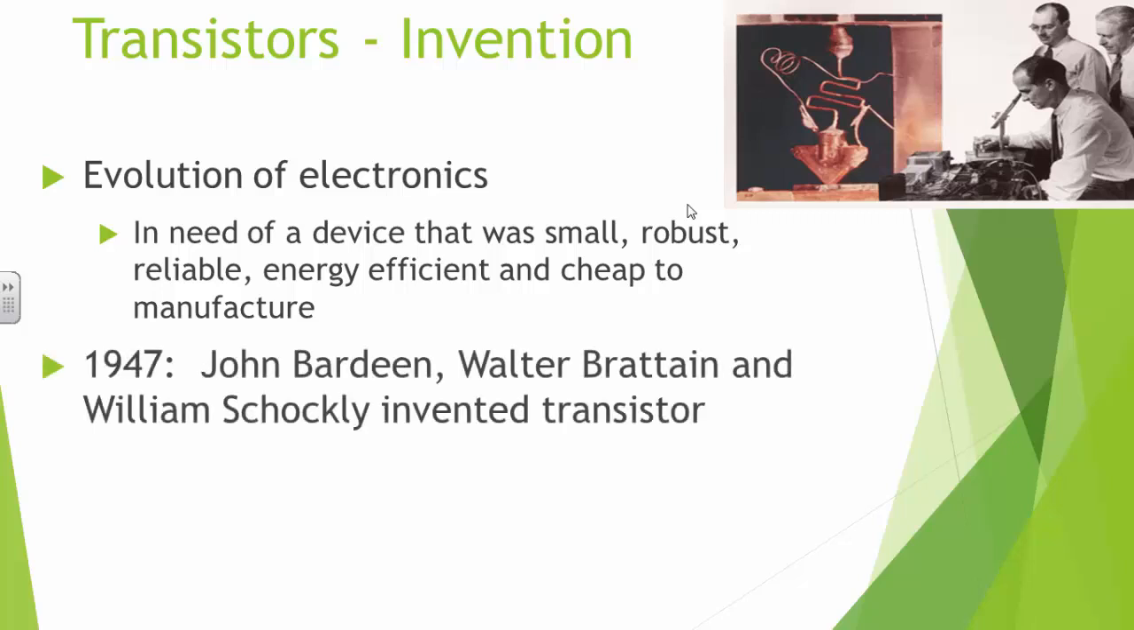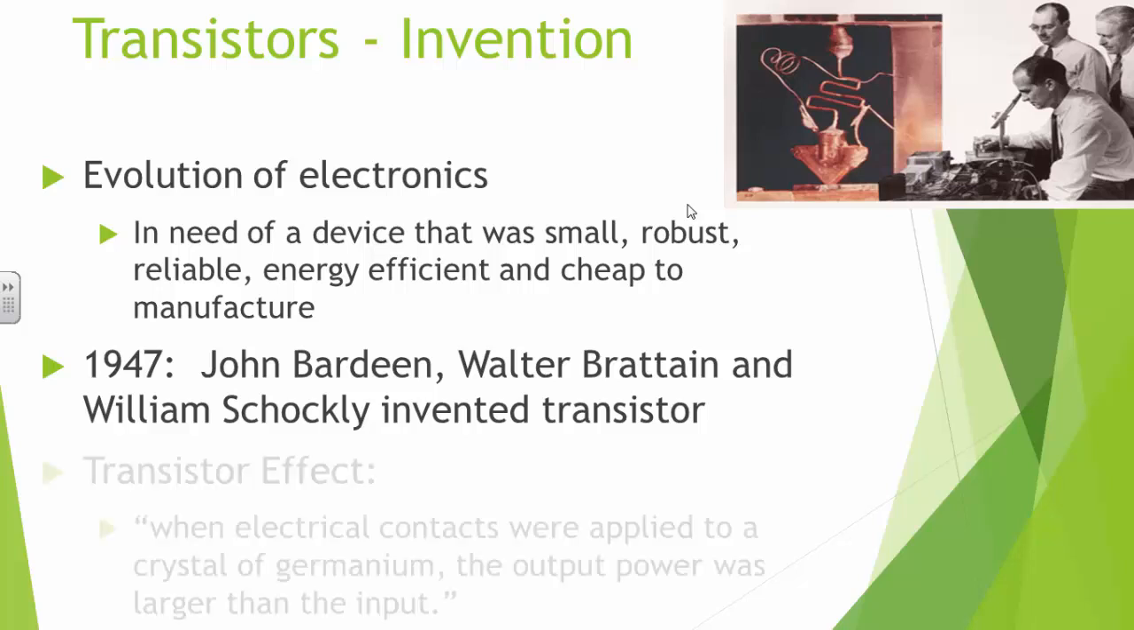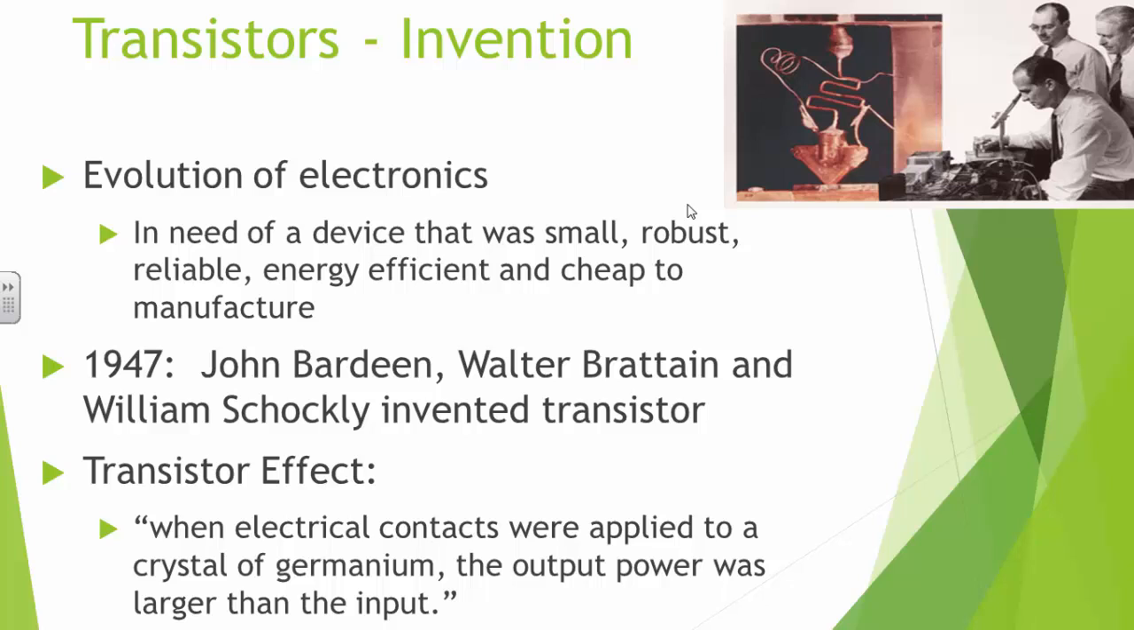Luckily, along came Bardeen, Brattain, and Shockley. And in 1947, they invented a transistor. And they described the transistor effect in this way. When electrical contacts were applied to a crystal of germanium, the output power was larger than the input.